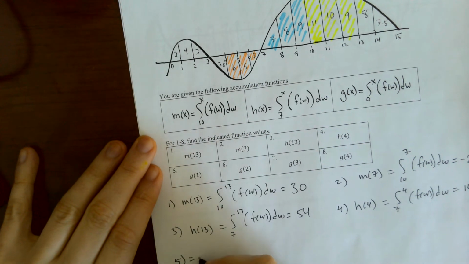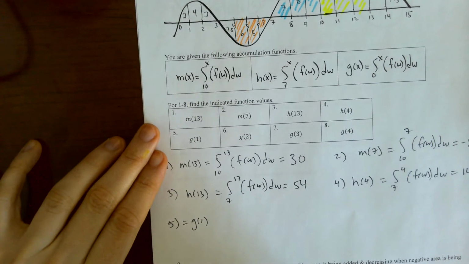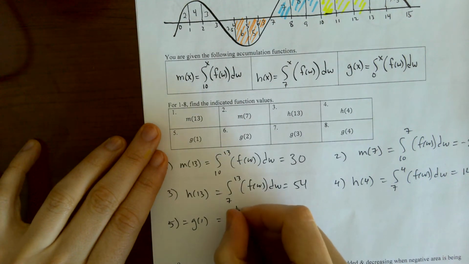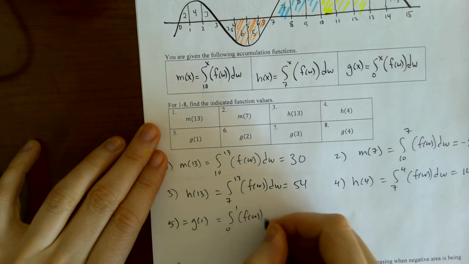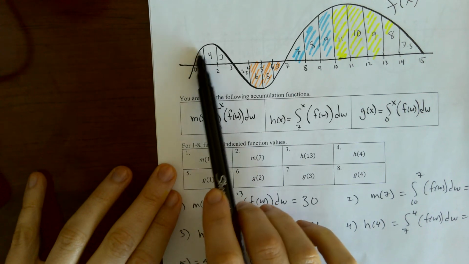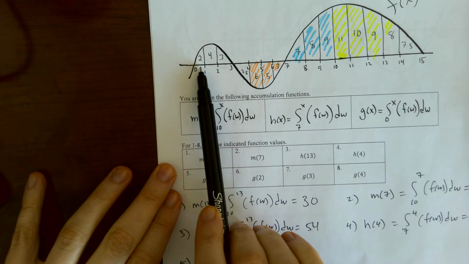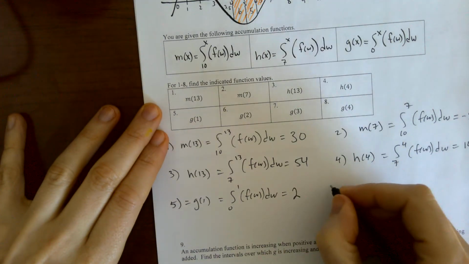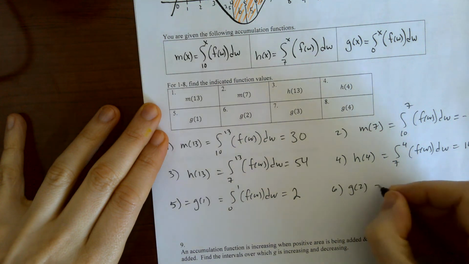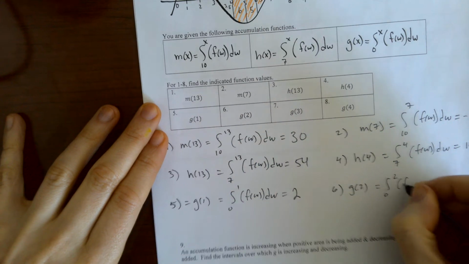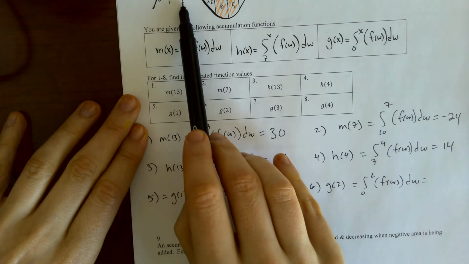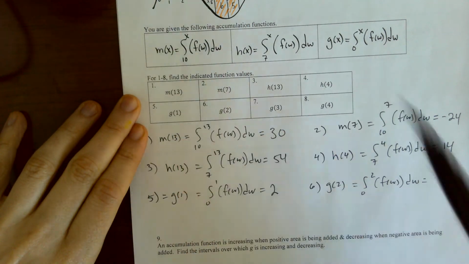Okay, so g of 1. G of 1, right, g is this one. So g of 1 is the integral from 0 to 1 of f of w dw. So from 0 to 1, the area is 2. All right, now 6. Now I want g of 2. That's from 0 to 2. Okay, so from 0 to 2, the area is 2 plus 4. That's 6.